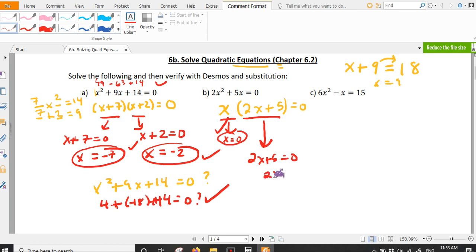So I'll get 2x equals negative 5. Move the 5 over to get negative 5. Divide both sides by 2. X equals negative 5 over 2. Now once again, I can take that value, that's negative 2.5, into here. Negative 2.5 times 2 is negative 5. Negative 5 plus 5 is 0. And there we go. Okay? Last example.